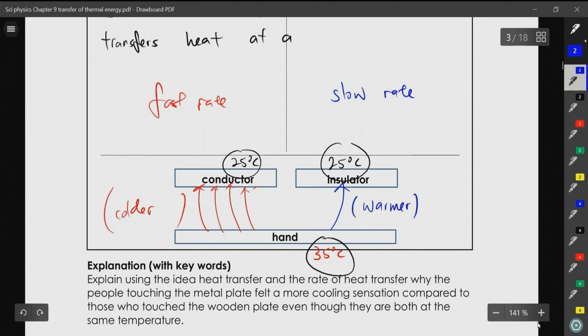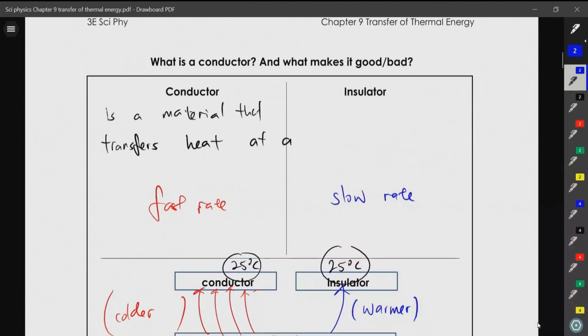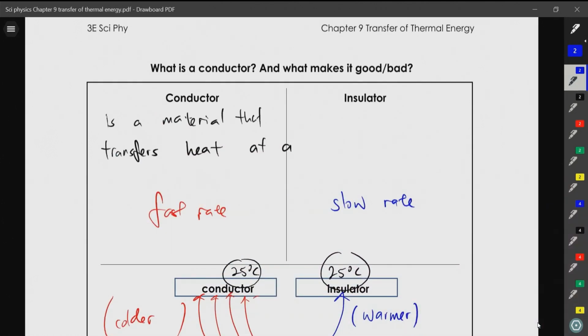Okay, so in the experiment that I did with you all in the class, when I asked you to touch a piece of metal and a piece of paper, or rather the book or something, I think you all concluded that the only reason why the metal feels colder is because it transfers heat at a faster rate. So this is nothing new, but this is one of the most important concepts in heat transfer when we talk about conductor and insulator.